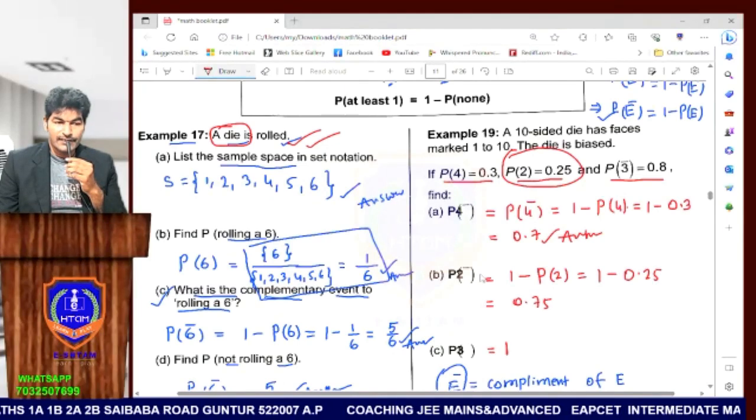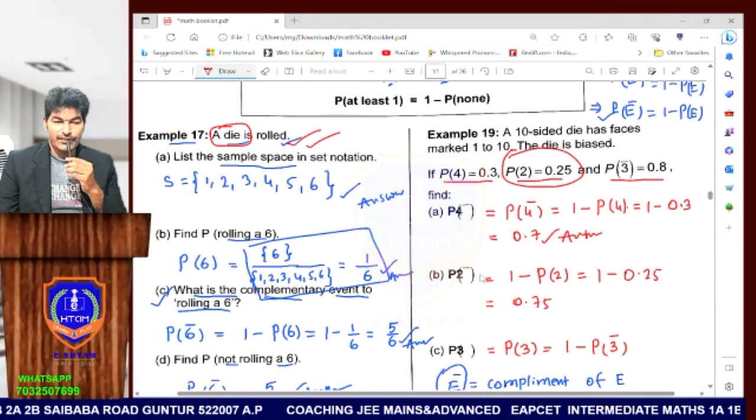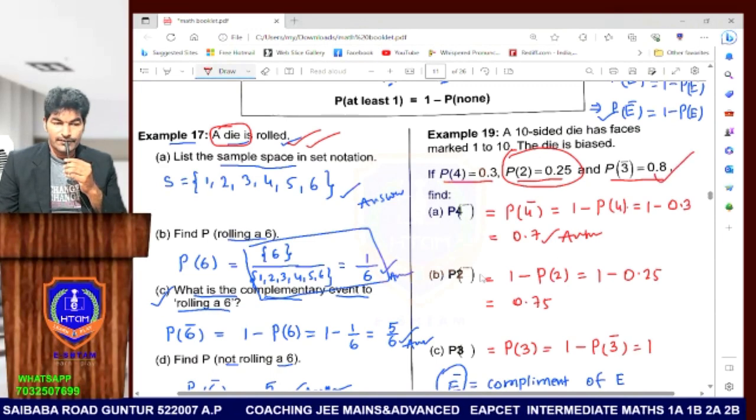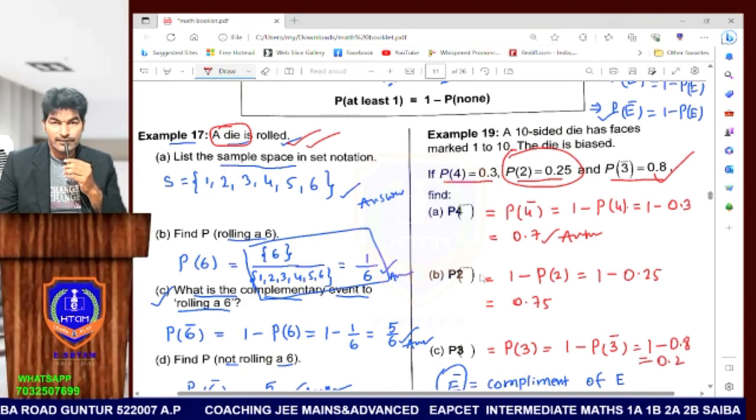And now he is asking P of 3. P of 3 will be calculated by doing 1 minus P of 3 bar, and P of 3 bar was given as 0.8. So 1 minus 0.8, which is equal to 0.2. Understood?